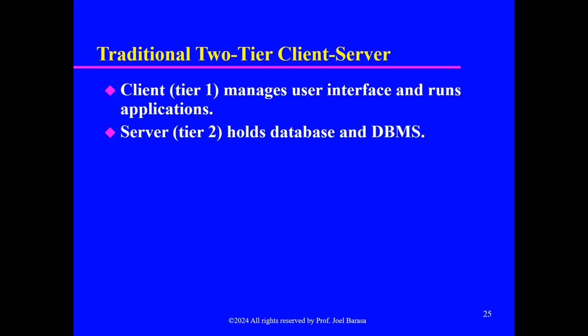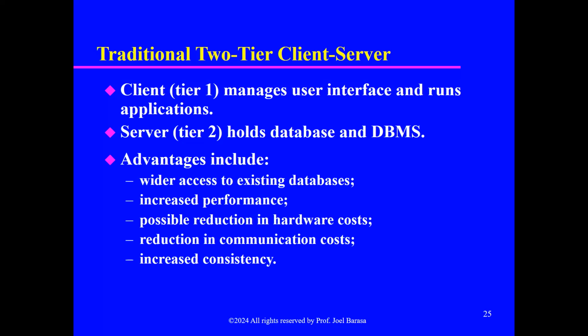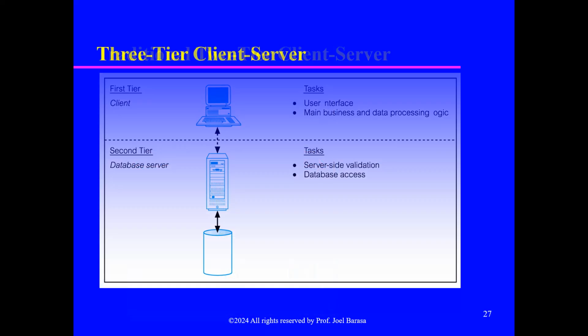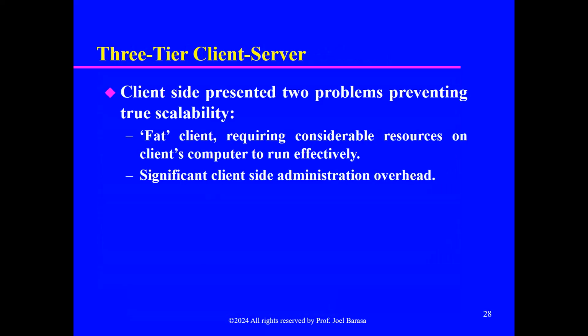Also, we have one server or two servers that hold the database and DBMSs, and all their categories and functionalities are well split. We have advantages of using this traditional two-tier client server. One is wider access to existing databases. We have increased performance, possible reductions in hardware costs, and reductions in communication costs. And also we have increased consistency. So that is what you can have in all these areas.